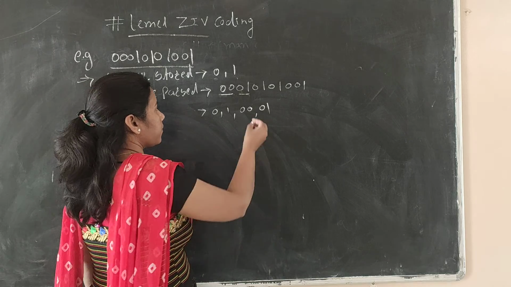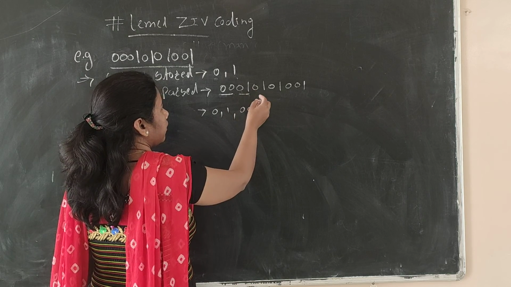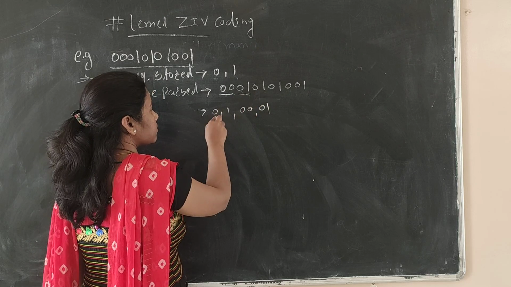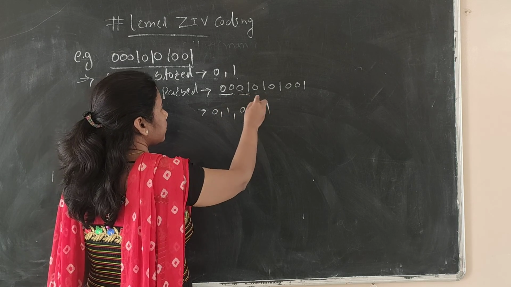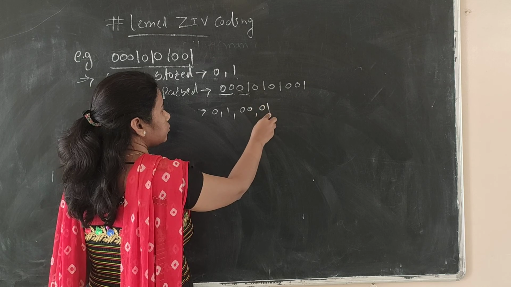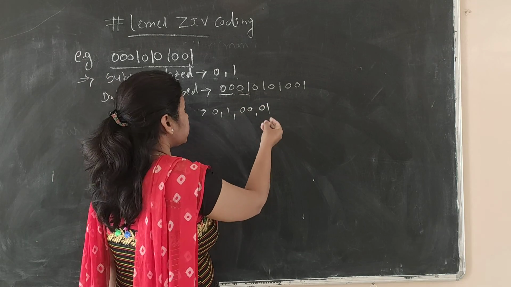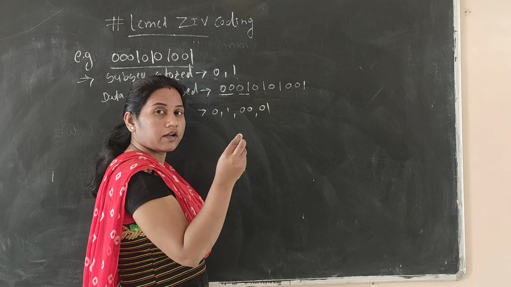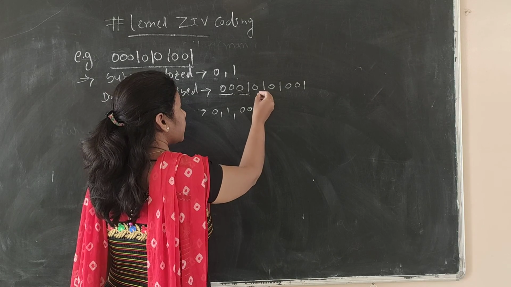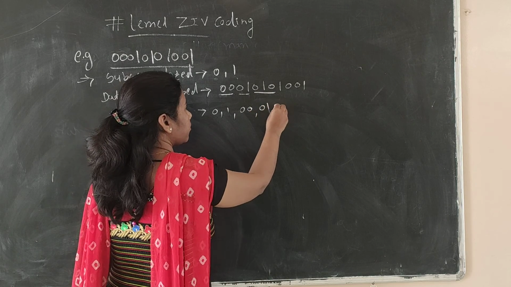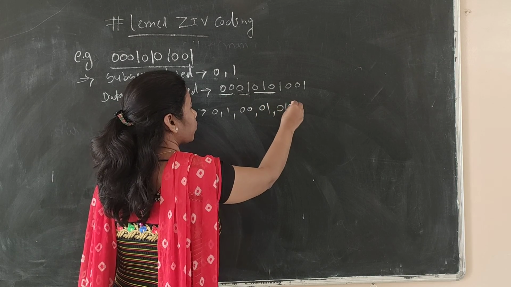Next subsequence 0 1. Then next it is 0 1. Already 0 is there, 1 is there. Then 0 1 is there, 0 1 we have already taken. Now the next subsequence should not be repeated. That's why we will take 0 1 0. Next shortest subsequence will be 0 1 0.